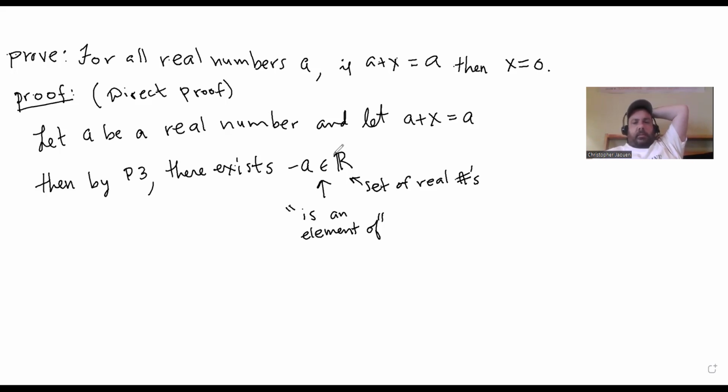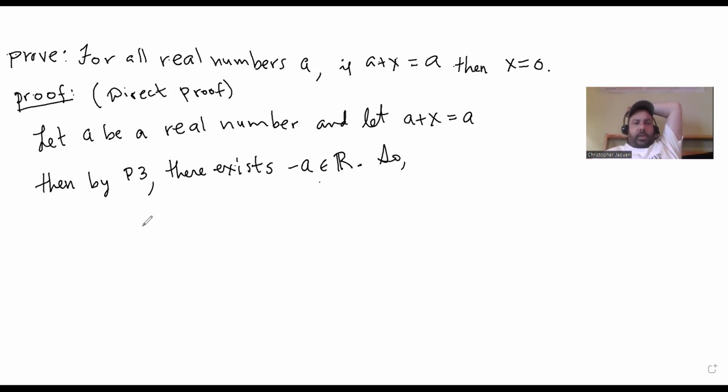Okay, so from that, and actually I'll erase this just so it's not cluttered. Okay, so we can add negative a to both sides of this equation here. So a plus x equals negative a plus a. So I'm just adding equals to equals, which still preserves equality.